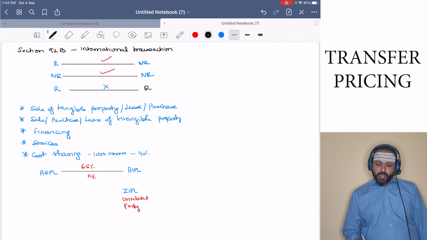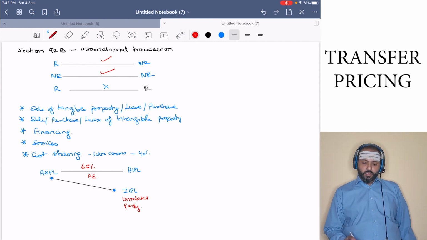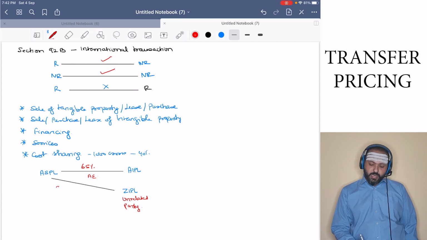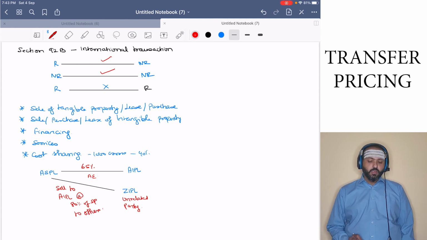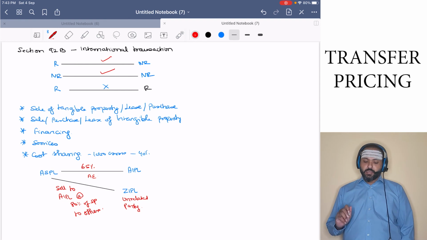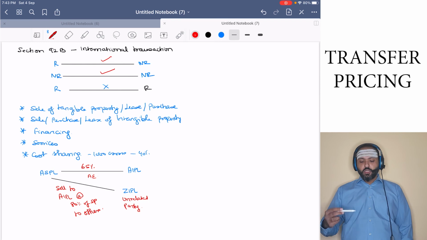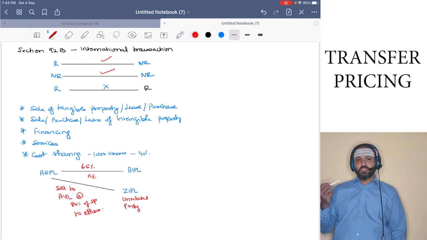Now, ASPL enters into a contract with ZIPL. Okay, ASPL enters into a contract with ZIPL. What are they telling? You sell to AIPL at 80% of the selling price to others. So what is he telling? He is telling ZIPL that you sell to AIPL at 80% of the selling price that you charge to others. So ASPL is telling ZIPL to sell to AIPL at 80% of the price which he charges to others.